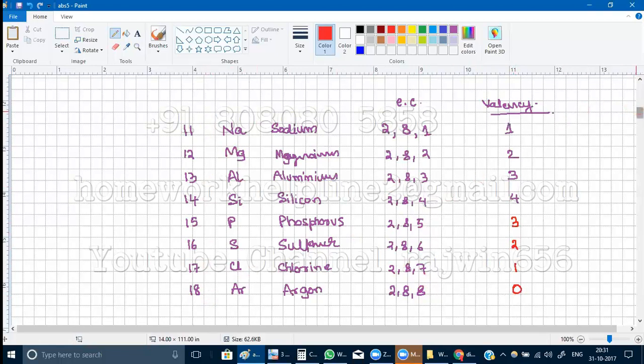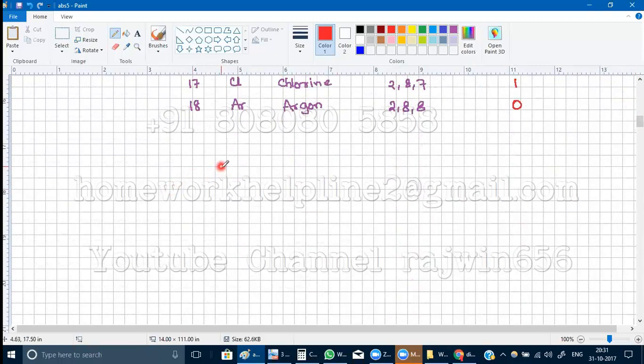The next 2 elements that are there, you simply remember Kaka. This will be 19, this will be 20. K is potassium, Ca is calcium.